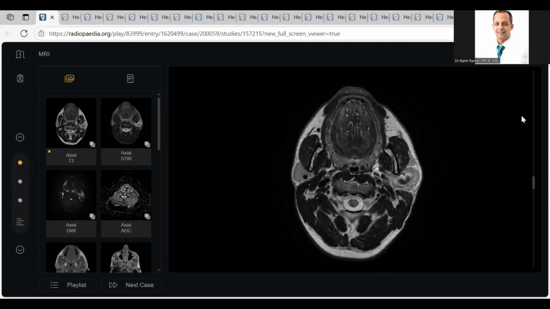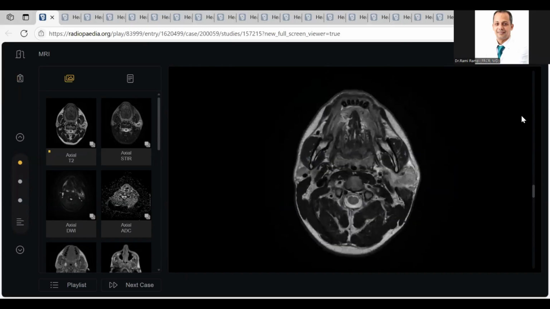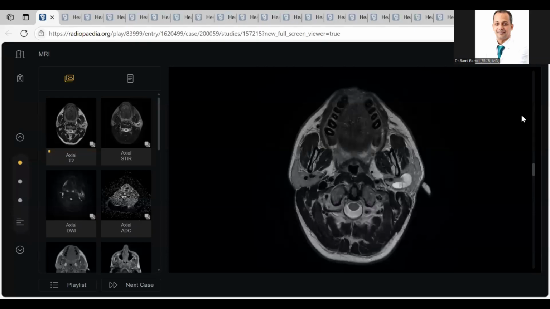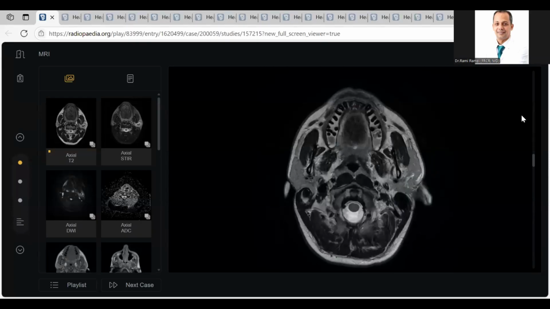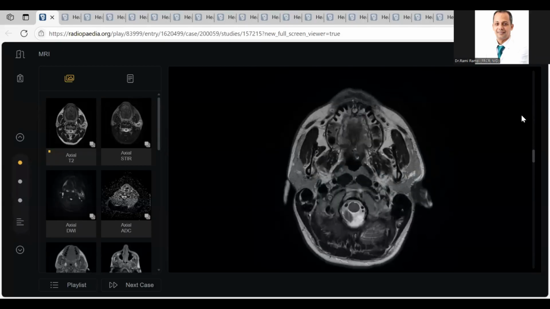It is in the deep lobe of the parotid. I can see central hypointensity with surrounding hyperintensity. Excellent. And I would like to see post-contrast images to see whether it is an abscess, because this is an acute process. I can see internal septations.